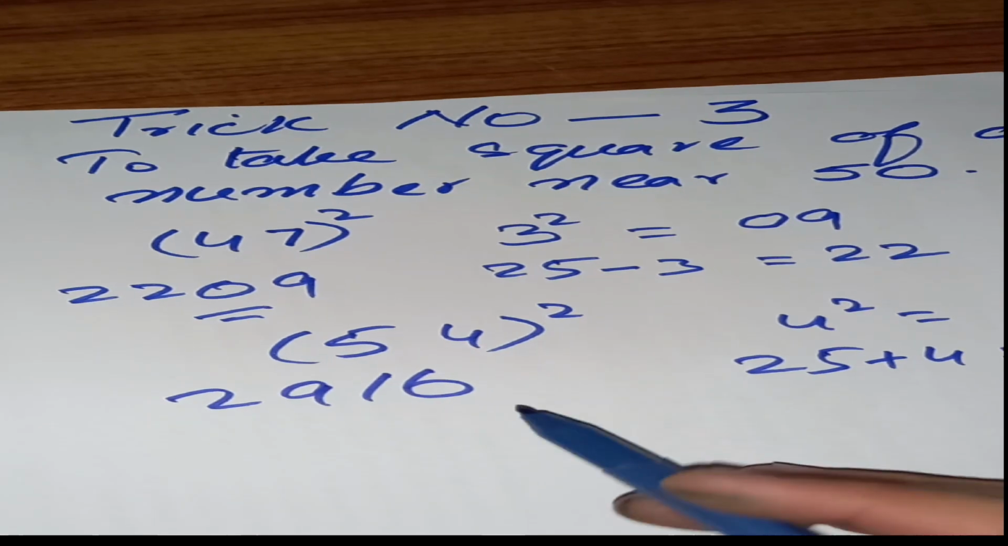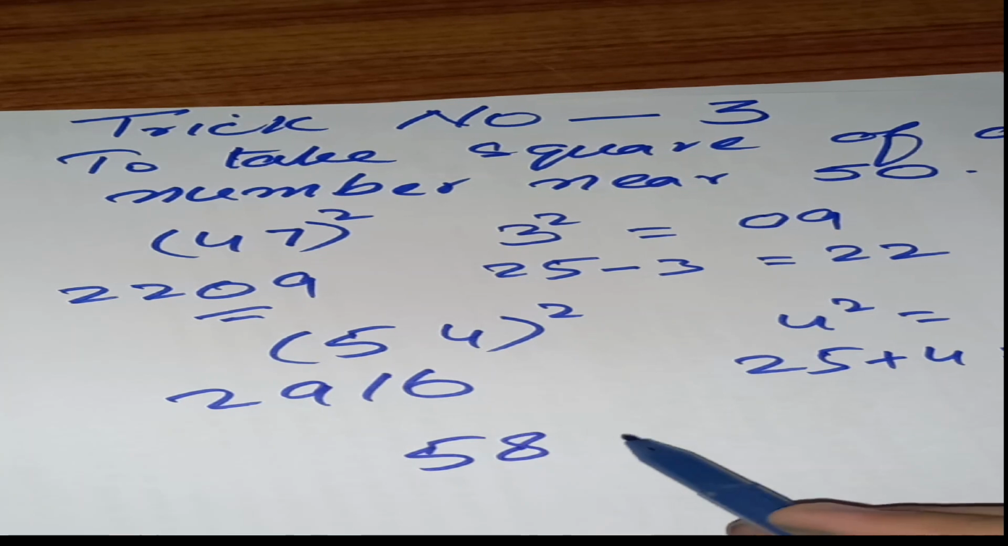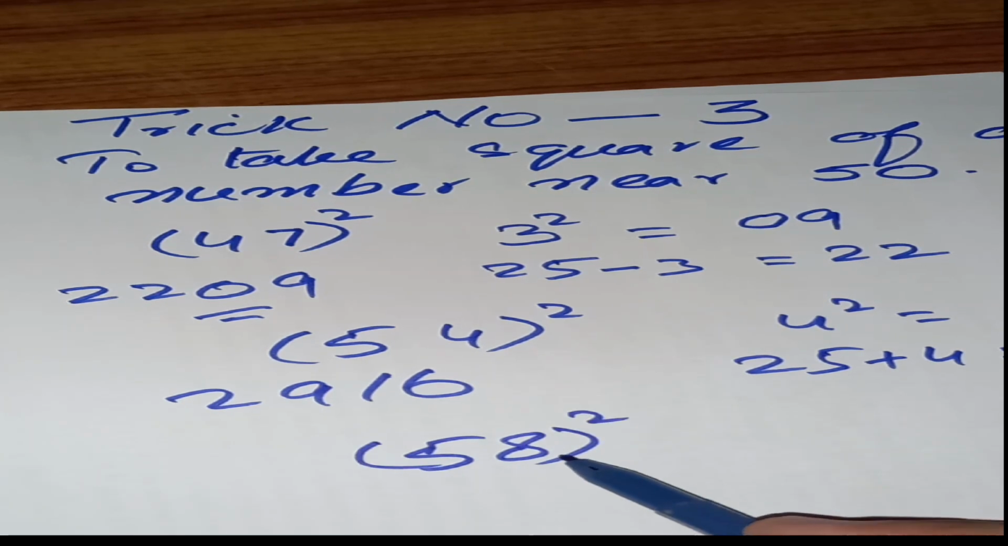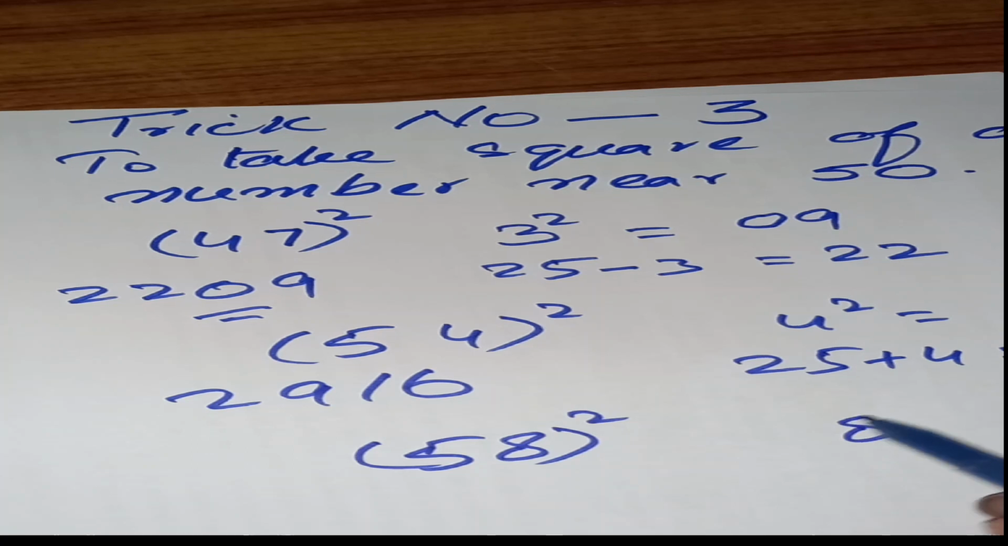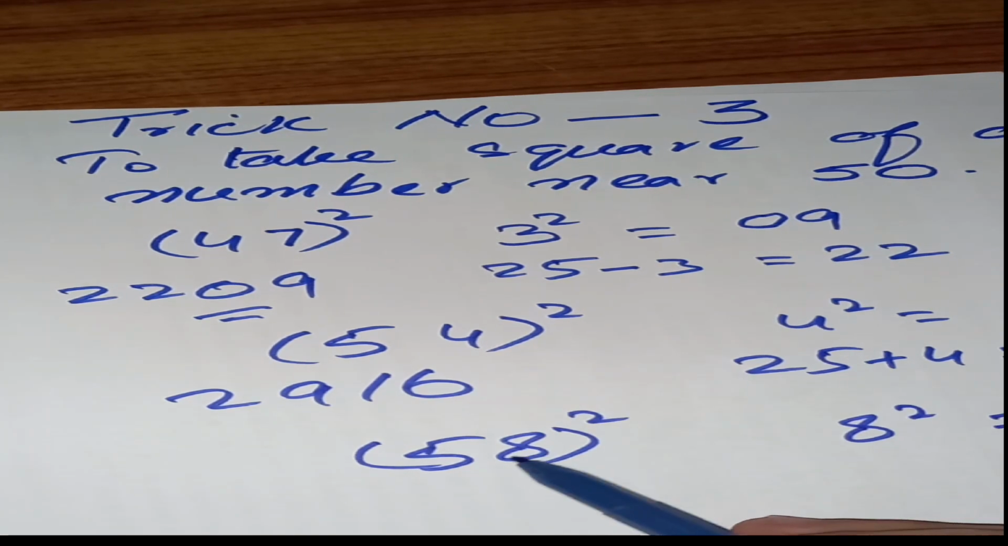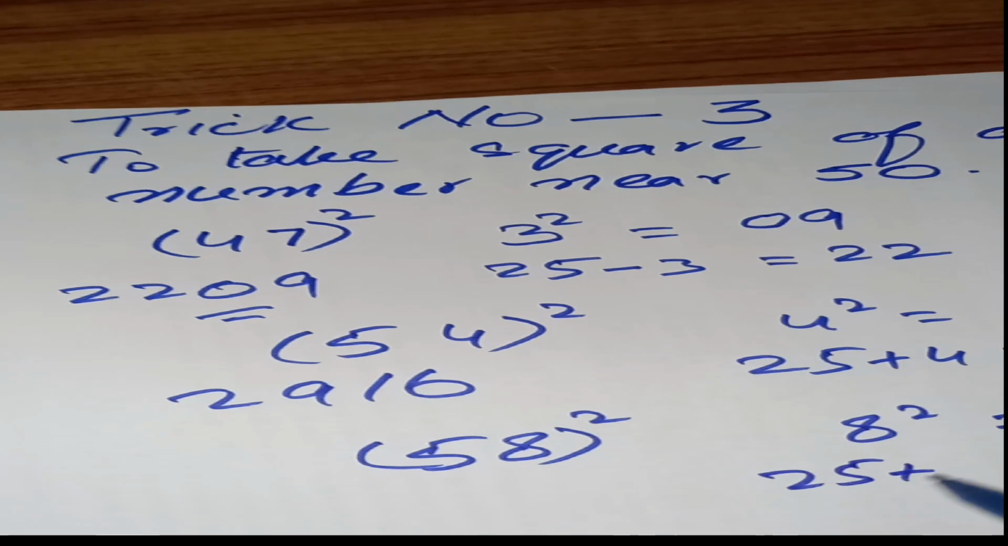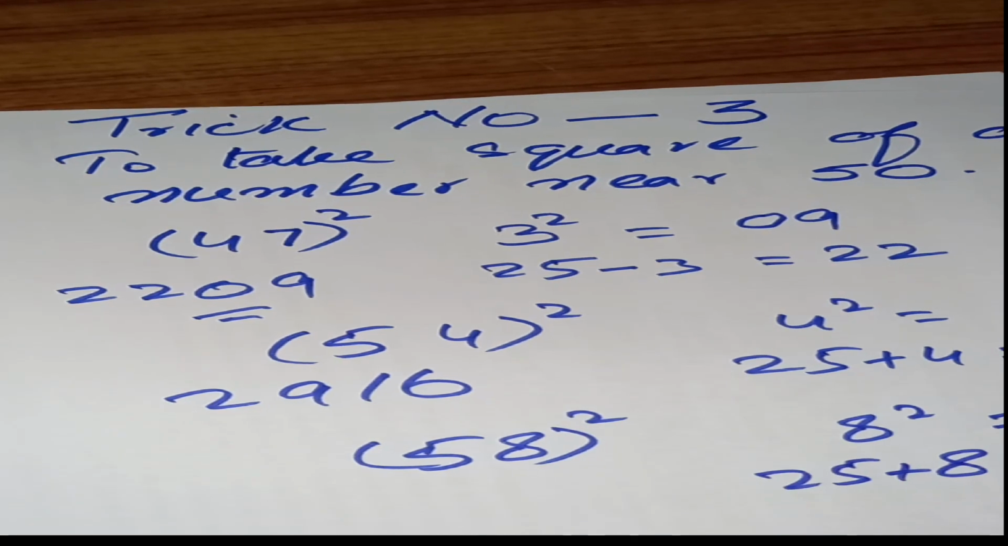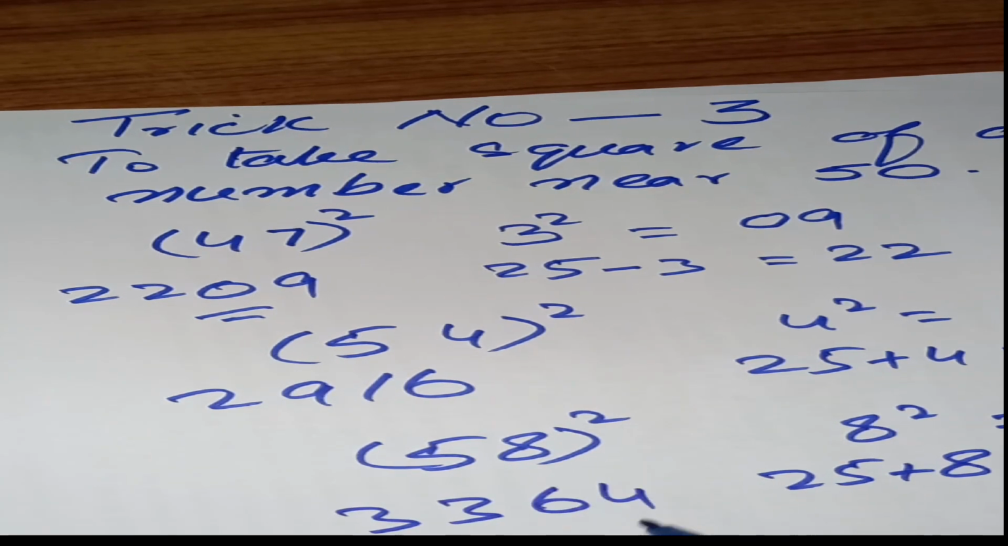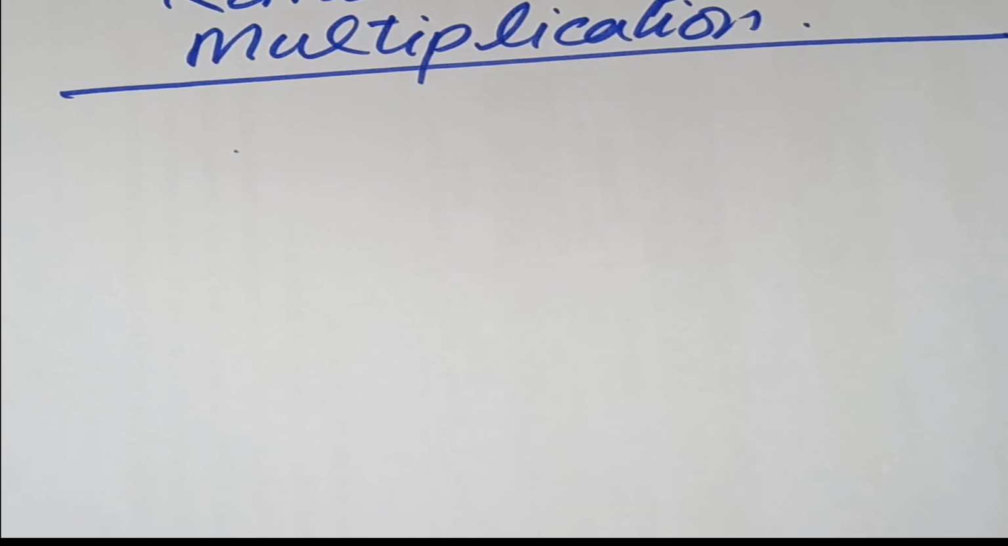And we have 58 square, for example. How do we find it? It is 8 more than 50, so we take 8 square. 8 eights are 64, and as it is 8 more, 8 should be added to 25, which gives 33. So 3364 is the square of 58. Isn't it interesting?